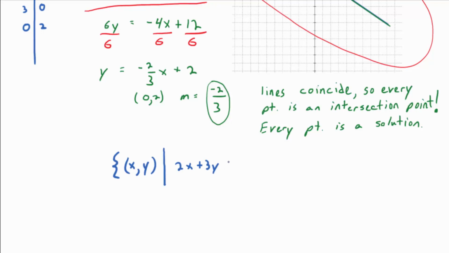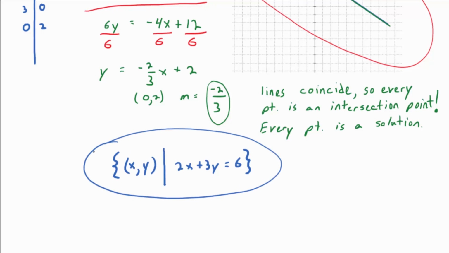You could take either one, it doesn't matter. So this is just a fancy way of saying, hey, as long as x, y is on that line, it's a solution. The set of all x, y, such that 2x plus 3y equals 6. That's the mathy way of saying, hey, any x, y on that line, any x, y that satisfies that equation is a solution.